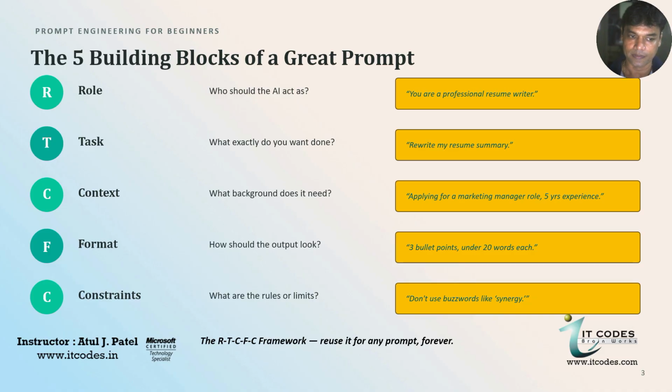Last is constraint. Constraints are how we can bar or stop the AI output in a specific manner. If we don't want to use something, then we can say don't use buzzwords like synergy. So it will omit such words and generate your entire output. That is the 5 building blocks: role, task, context, format, and constraint. So these are the basic things which are needed for getting the perfect output from your AI.